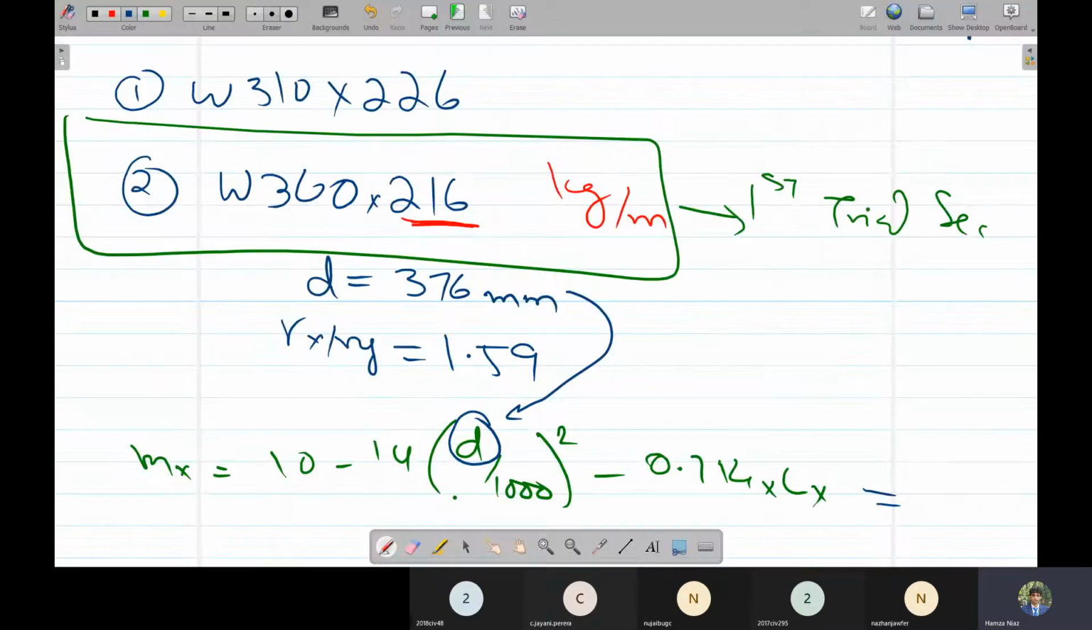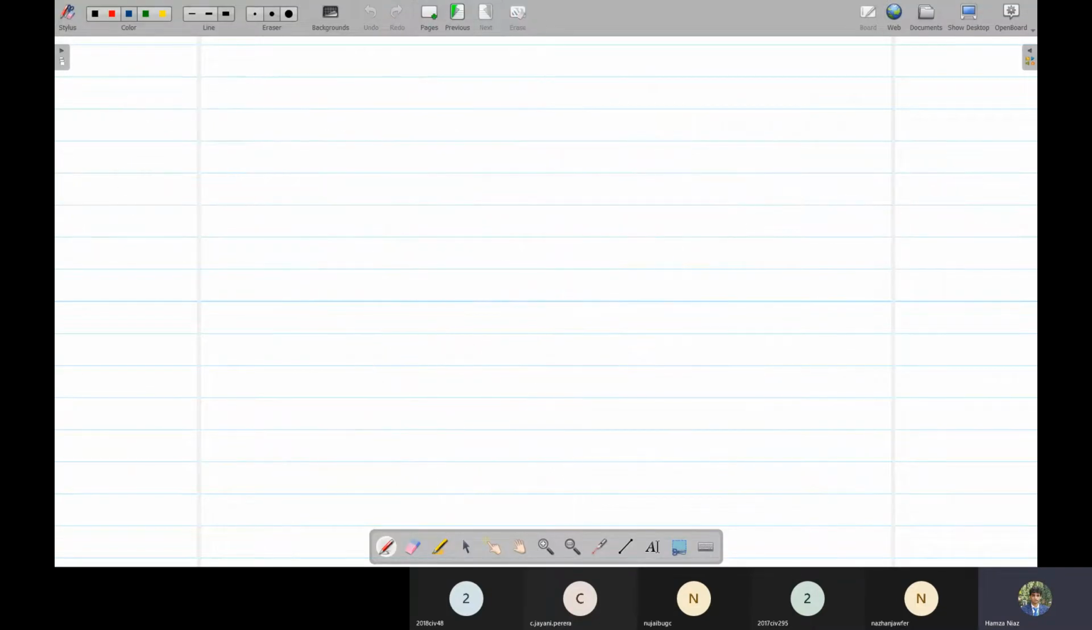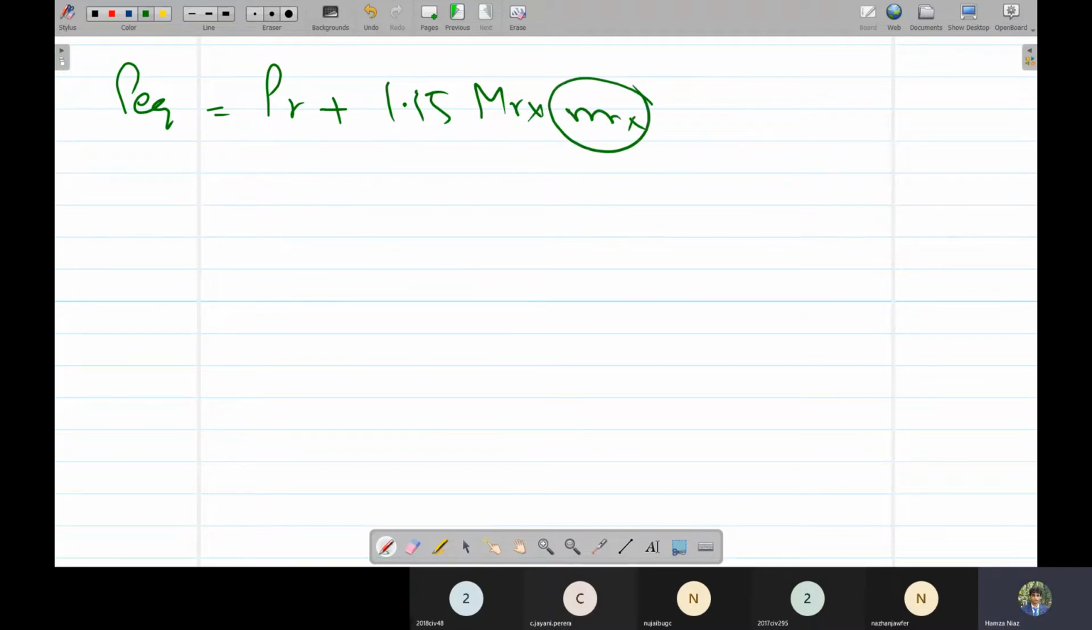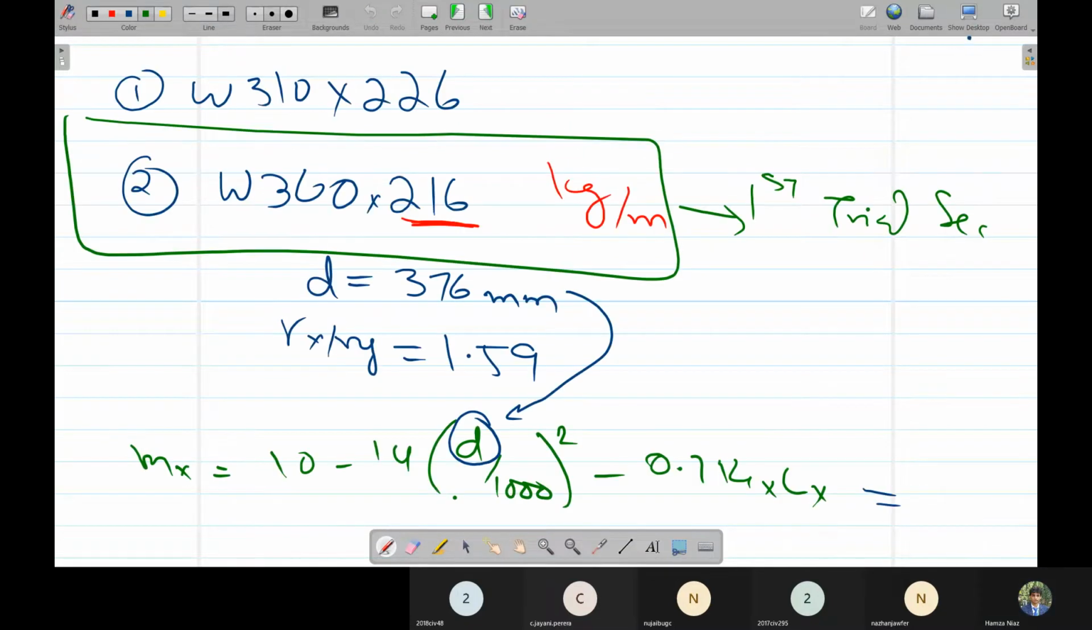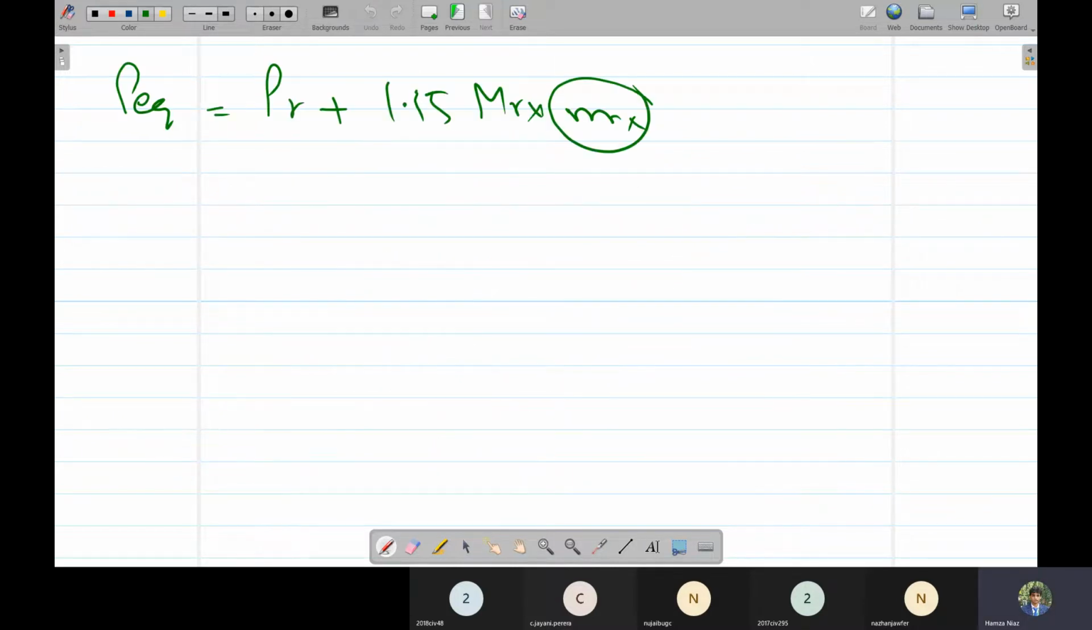And again, we'll find P equivalent. P equivalent is equal to PR plus 1.15 MRX to MX, because the MX value was changed. So our P equivalent would also change. Then we'll select the column as an equal strength column.